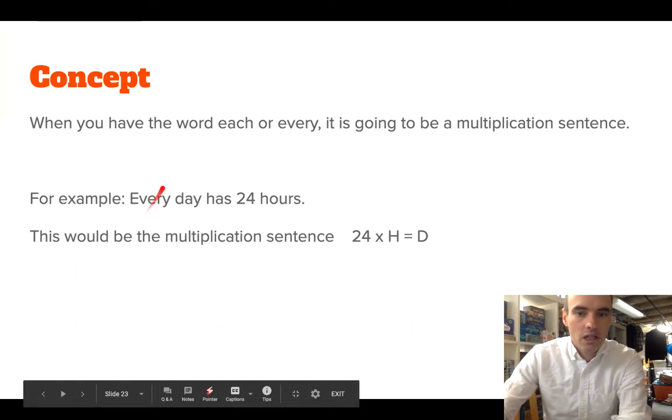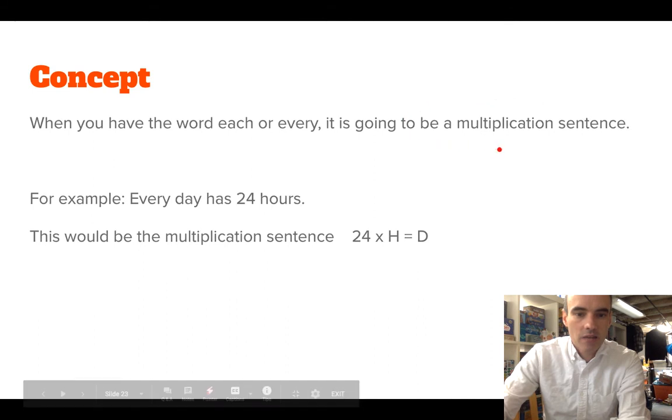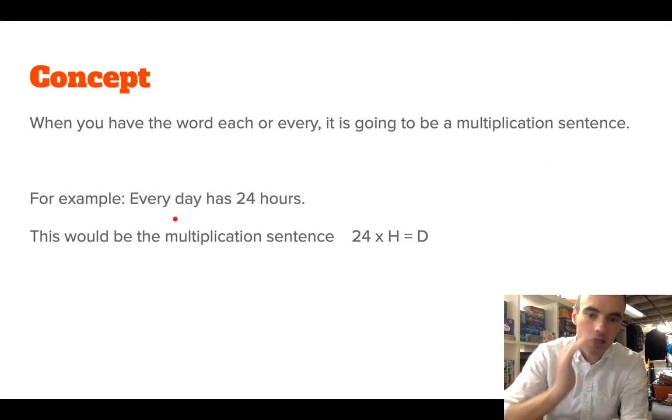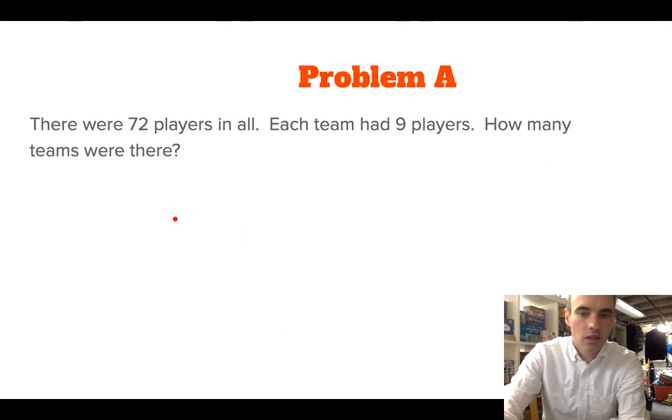Remember, when you have the word each or every, it's going to be a multiplication sentence. That's the same as a times number. For example, every day has 24 hours. This would be a multiplication sentence: 24 times D equals H. Problem A. There were 72 players in all. Each team had 9 players. How many teams were there?